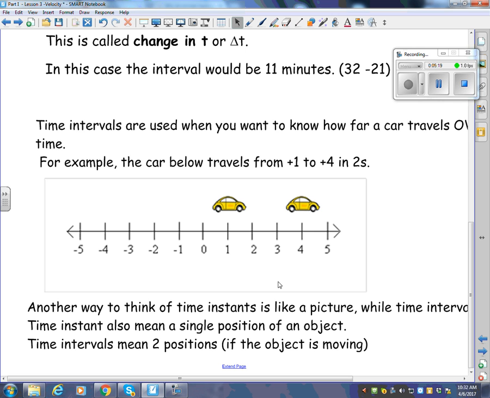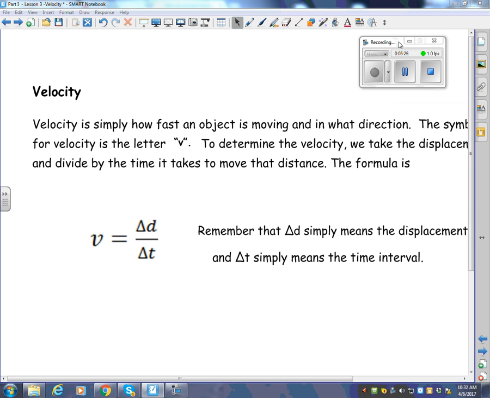Time instant can also mean a single position of an object. Time interval means 2 different positions if the object's moving. Okay, let's jump right to velocity. So now we're on the second page.